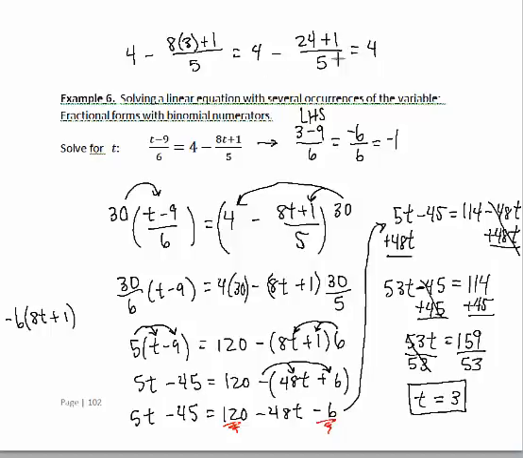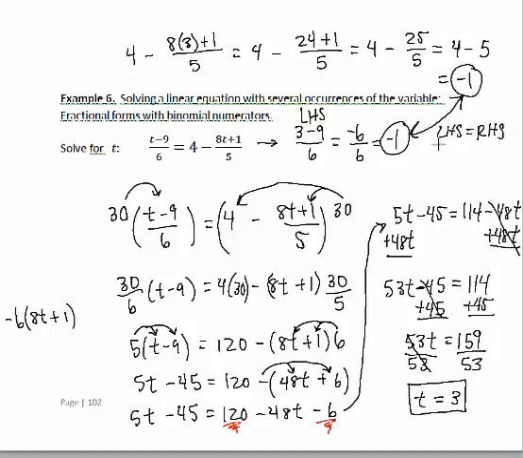So now we have 4 subtract 24 plus 1, which is a 25 on the top. 25 divided by 5 is 5. And 4 subtract negative 5 is negative 1. And here we have the two sides match. Left hand side equals right hand side. So our solution checks out.